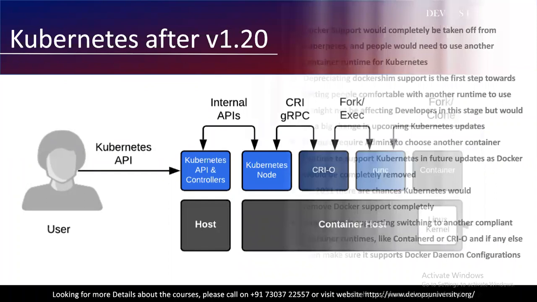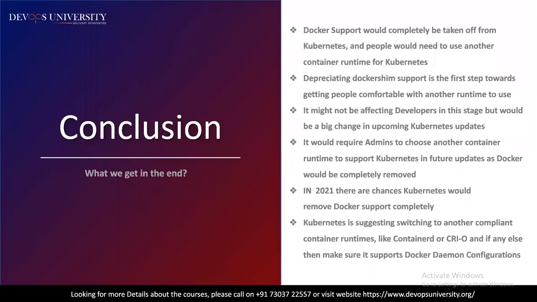So what do we get in the end? What do we conclude after taking the session? What do we understand after going through all the stuff? Docker support would be completely taken off from Kubernetes, and people would need to use another container runtime for Kubernetes very soon, in 2021 only, because Kubernetes has already stated that they are going to do it in future, as version 1.22 or might be version 1.23. So they might be removing this completely. Deprecating Dockershim support is the first step towards getting people comfortable with another runtime to use.